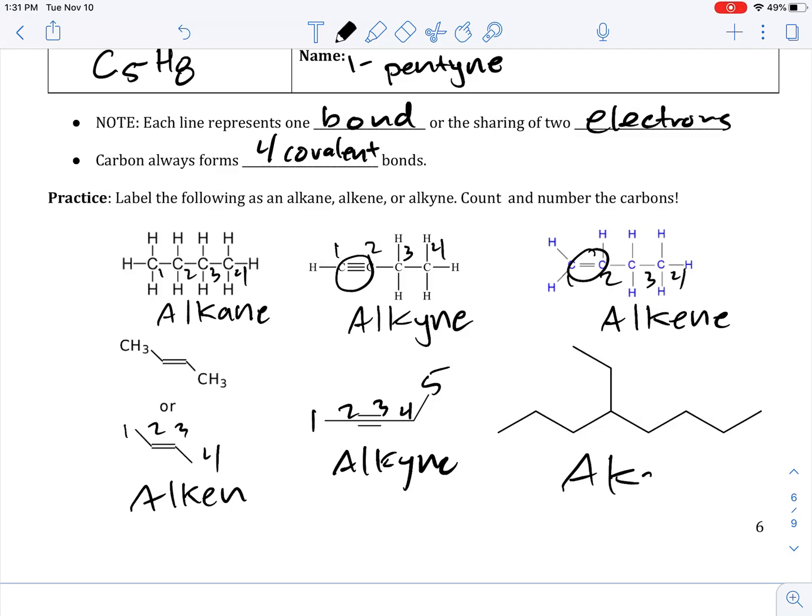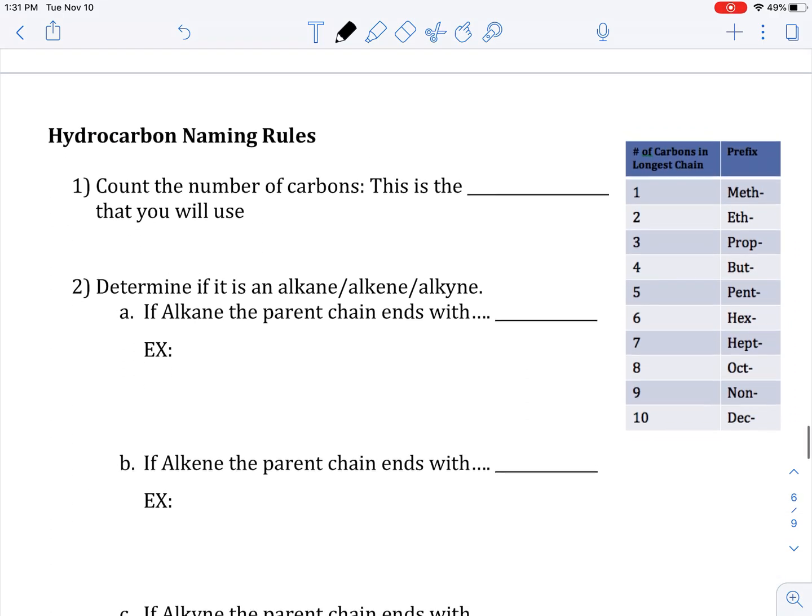In this one, counting might be a little confusing. That's okay. It's an alkane. There's all single bonds, and there's 1, 2, 3, 4, 5, 6, 7, 8 carbons in the longest chain. There's also an additional 9th and 10th one out here, but we don't count those in the longest chain. Not the most important thing in the world.